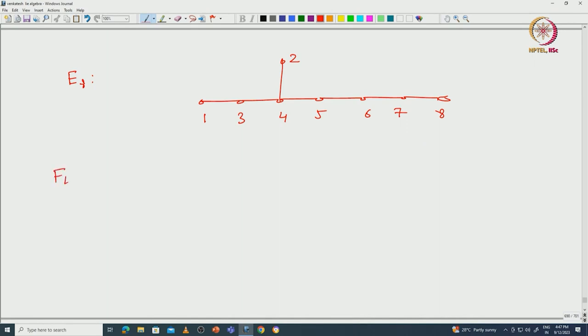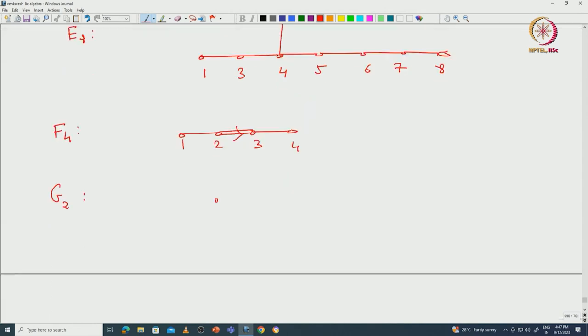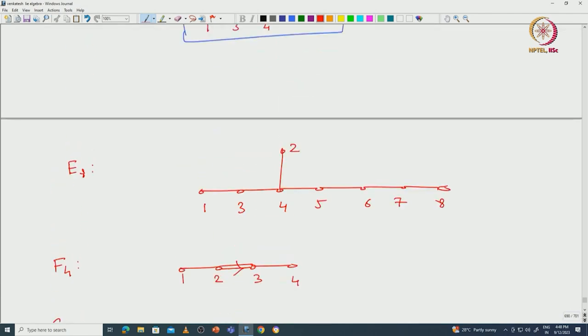Now we have F4, which we have already seen. For F4, we take these 4 vertices and put an arrow here, and then you label them 1, 2, 3, 4. And there is G2, which we have also seen already. G2 is just 2 vertices, so rank 2, with 3 edges between them, and the first vertex is the short root, the second vertex is the long root.